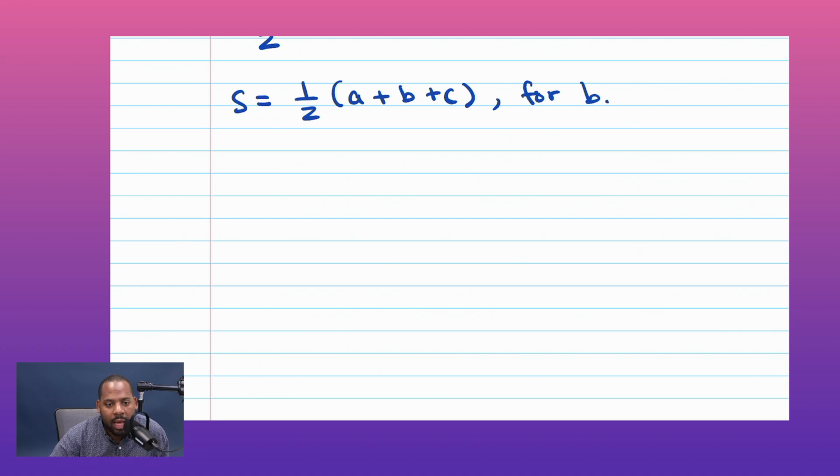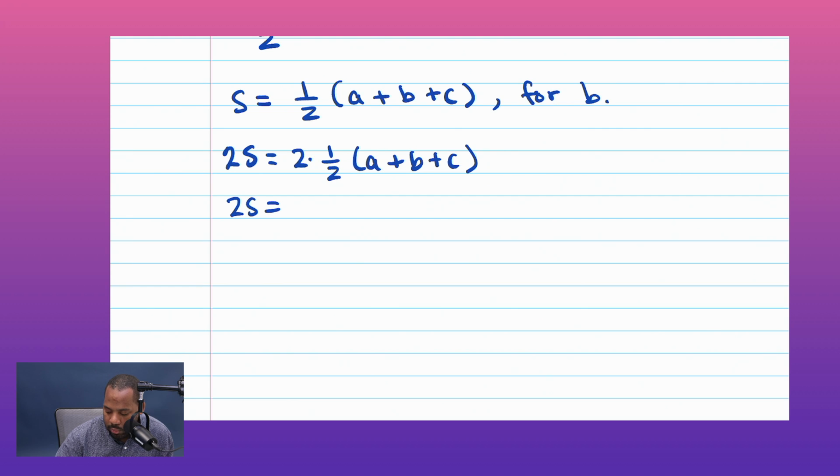So in my denominator, I have 2. So I'm going to multiply both sides by 2. So I have 2X is equal to 2 times 1/2 times A plus B plus C. And so 2X is equal to, notice half of 2 is just 1, so those divide out. And this is just one group of A plus B plus C, which is just A plus B plus C. All right, so let's isolate the B. In other words, I need to move the A and the C. They've been added to B, so I'm going to subtract them on both sides. 2X minus A minus C is equal to B. And there we go.